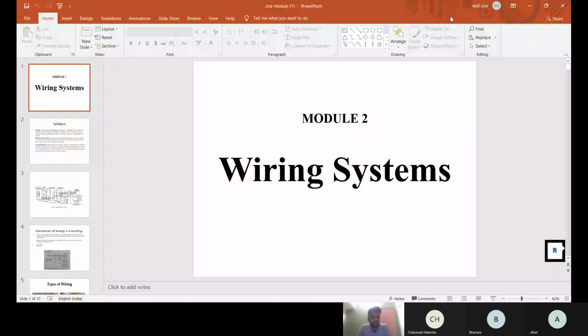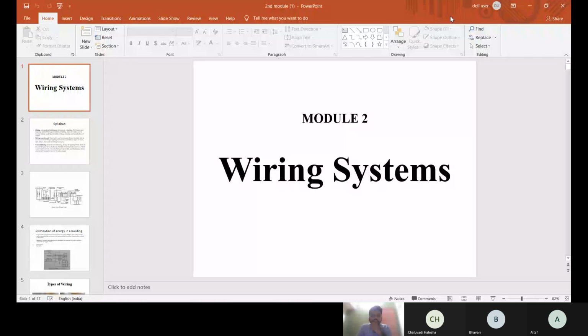Welcome all of you. Today I am going to start module 2, that is the wiring system. Before starting the actual chapter, let's look at the syllabus. This module 2 is divided into three parts: wiring 1, wiring 2, and the internal wiring systems.